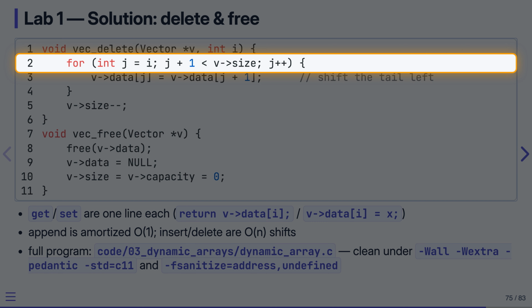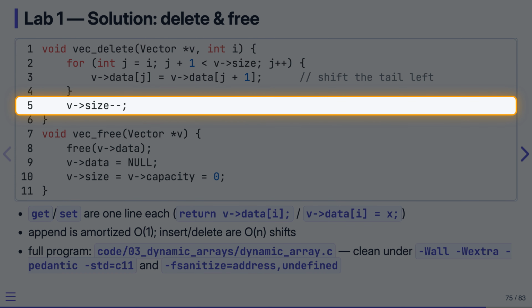Vec_delete does the opposite of insert. This loop copies each element 1 slot to the left, over the removed value. Then we lower size by 1. The array is now 1 element shorter. Delete is O(n) because of the shift.